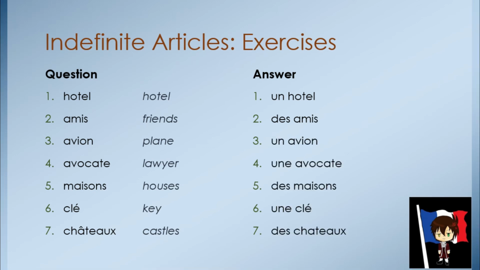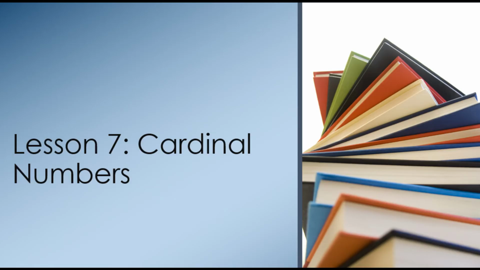Okay, so let's see the answers. Yung sa avion or plane, that will be un avion. So that's masculine. For lawyer, you have avocat. Dahil may isha, that will be feminine and we use un avocat. And for houses, that will be maison. Dahil plural, so you use des maisons. And for key, that will be clé. So that's feminine, so une clé. And lastly, we have castles or château, so des châteaux. Alright, so let's move to lesson 7.